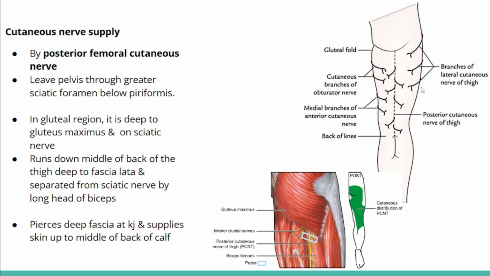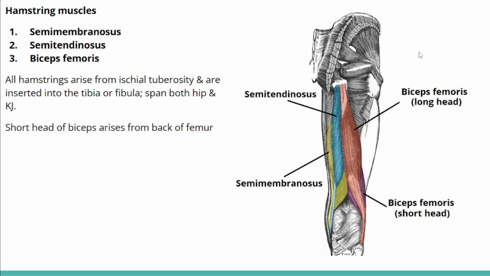And also the posterior aspect of the thigh gets nerve supply from the cutaneous branches of the obturator nerve as well as the medial branches of the anterior cutaneous nerve. And also the lateral aspect is supplied by the lateral cutaneous nerve of the thigh.